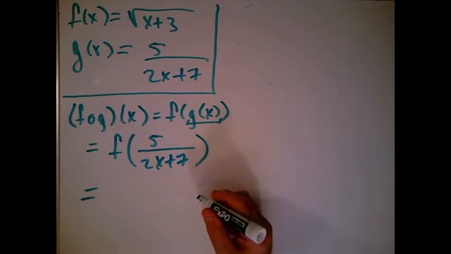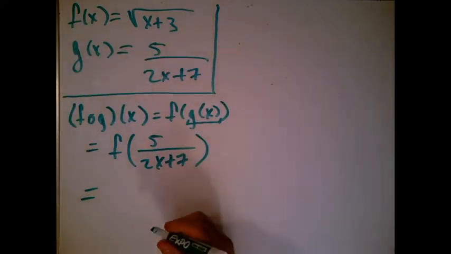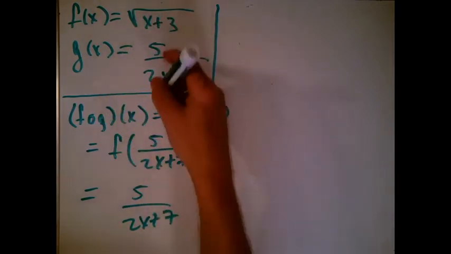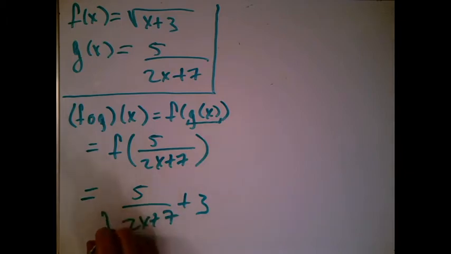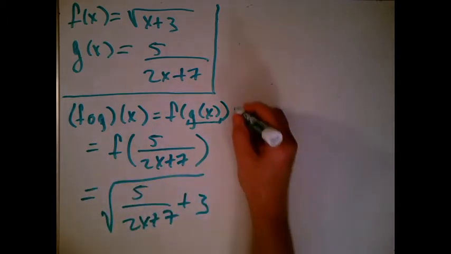Again, we start reading from the inside out. What does f do? It adds 3 and then takes the square root. So it takes whatever's inside the parentheses. That's what was inside the parentheses. Then we add 3, and then we take the square root. So that is what f of g of x is.